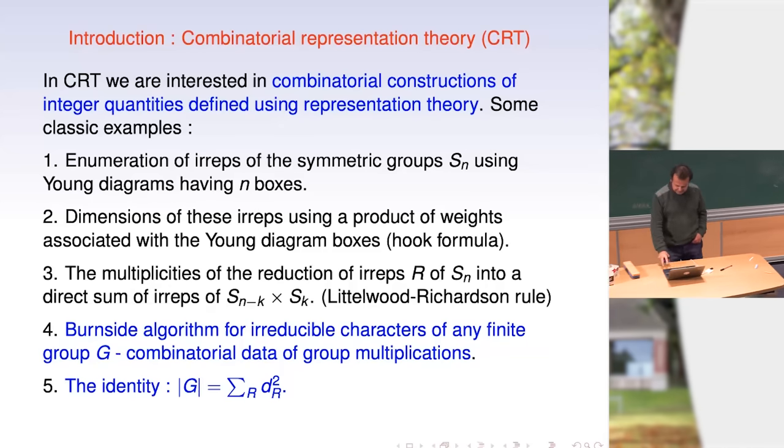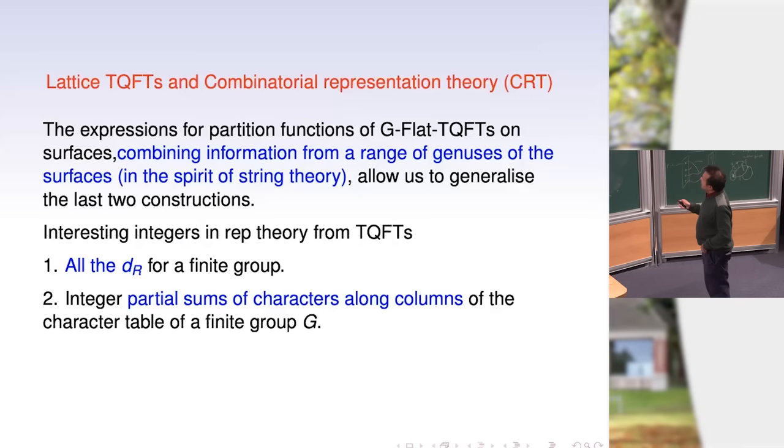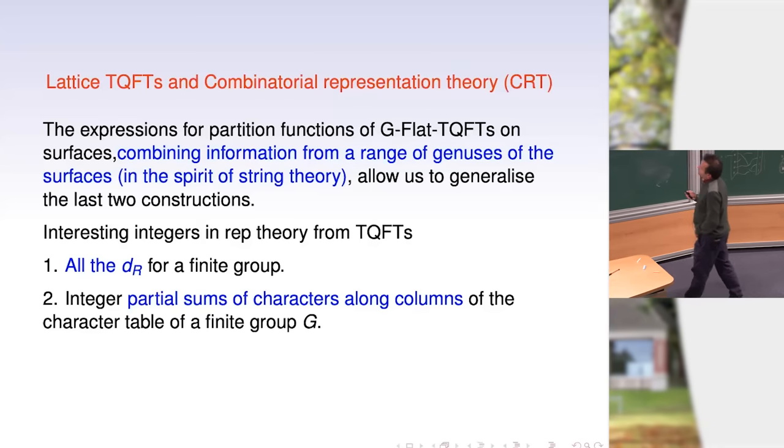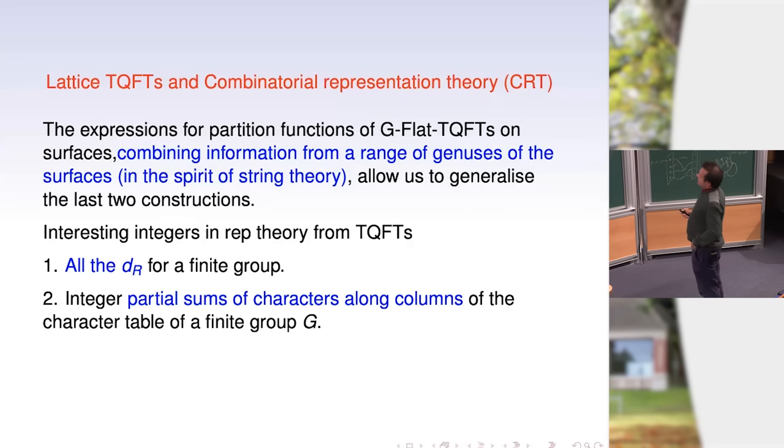So what are we going to get out of this? We're going to look at the partition functions of these G-flat TQFTs on surfaces. We're going to combine information from a range of genuses in the spirit of string theory, and it'll allow us to generalize these two constructions. So we're going to get interesting integers in representation theory from combinatorial data, without ever invoking complex numbers, just discrete algorithms from the discrete data. And we're going to produce all the dimensions of the finite group irreducible representations.